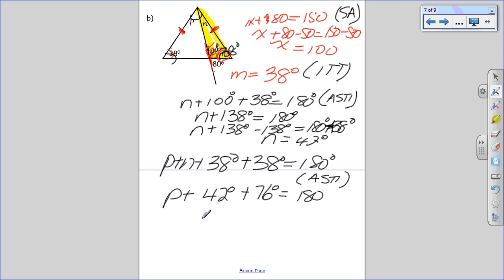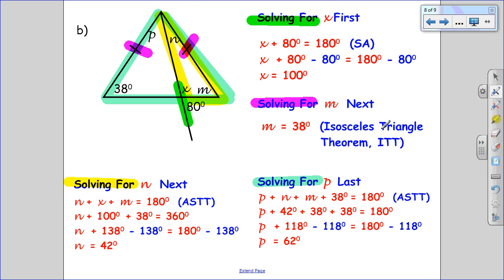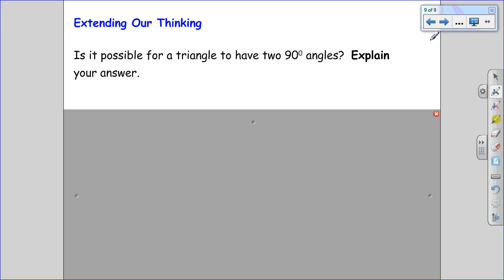P plus 118 is 180. And in order to solve for P, I need to subtract 118 from both sides. And P is equal to 62 degrees. And that's actually done very neatly for you here. And that's what I'll post for you to copy.